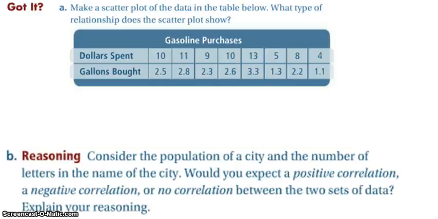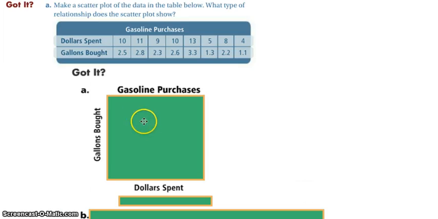So work through the first problem on Pearson and then come back when you're ready for the got it. Go ahead, try it on your own, and then come back if you need any help or to check your answer. So it makes sense to set up a graph that is going to have the x-axis be the dollars spent, because as the dollars spent goes up, we'll be able to see how our gallons bought goes up.